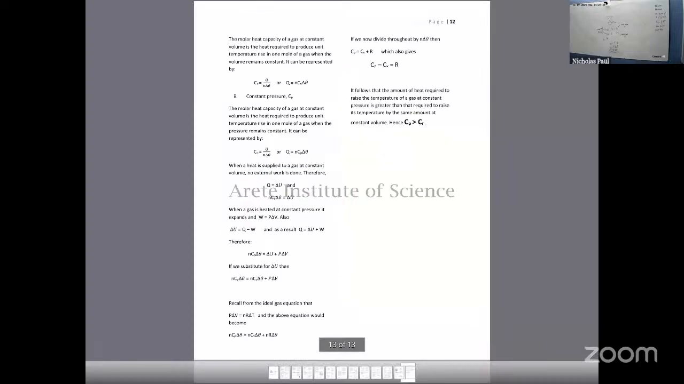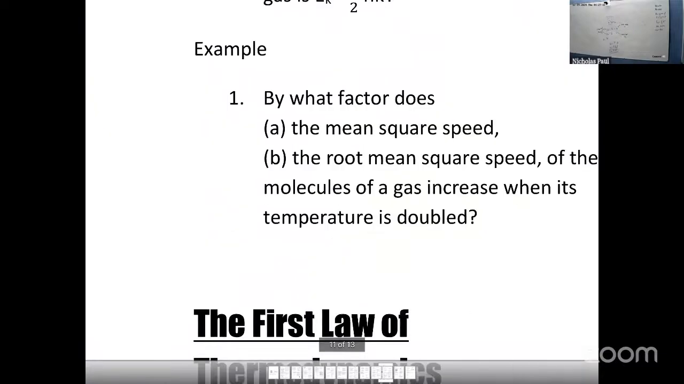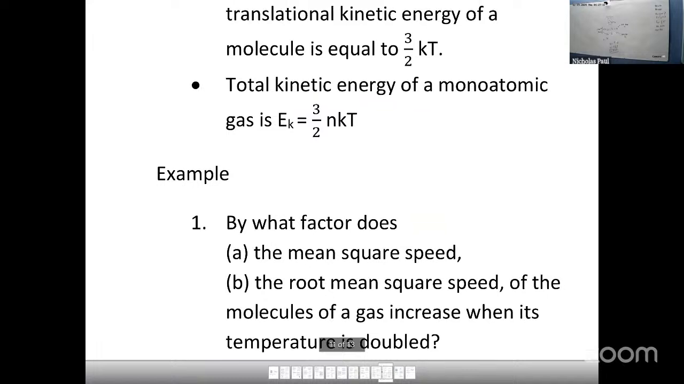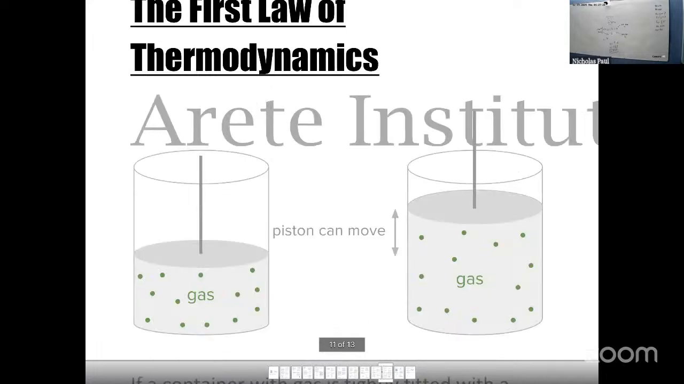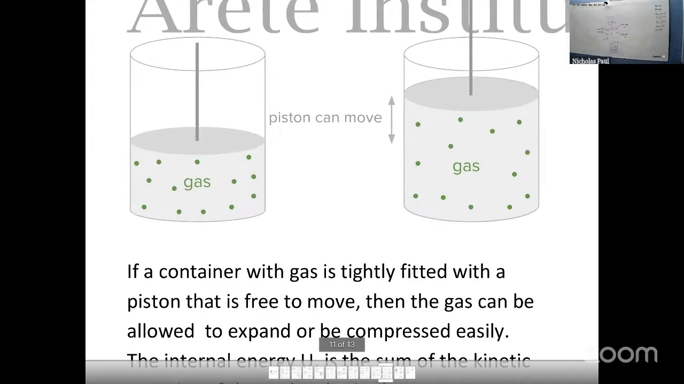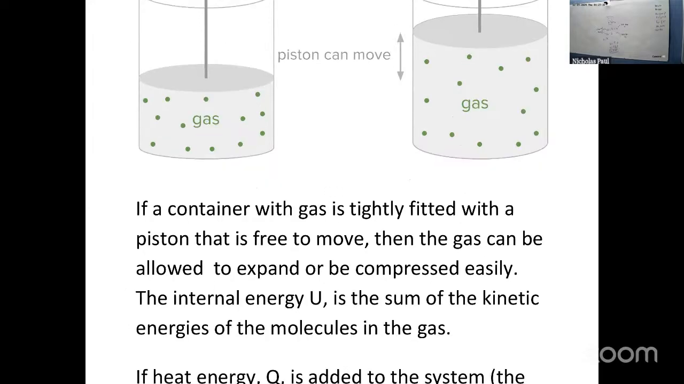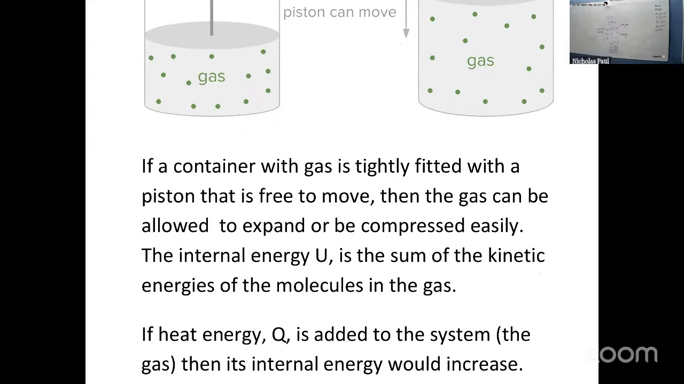Right, let's start here. First law of thermodynamics. Here we have two containers with the same gas, and it shows an expansion, left to right, of the gas. If the container with the gas is tightly fitted with a piston that is free to move, then the gas can be allowed to expand or compress easily.